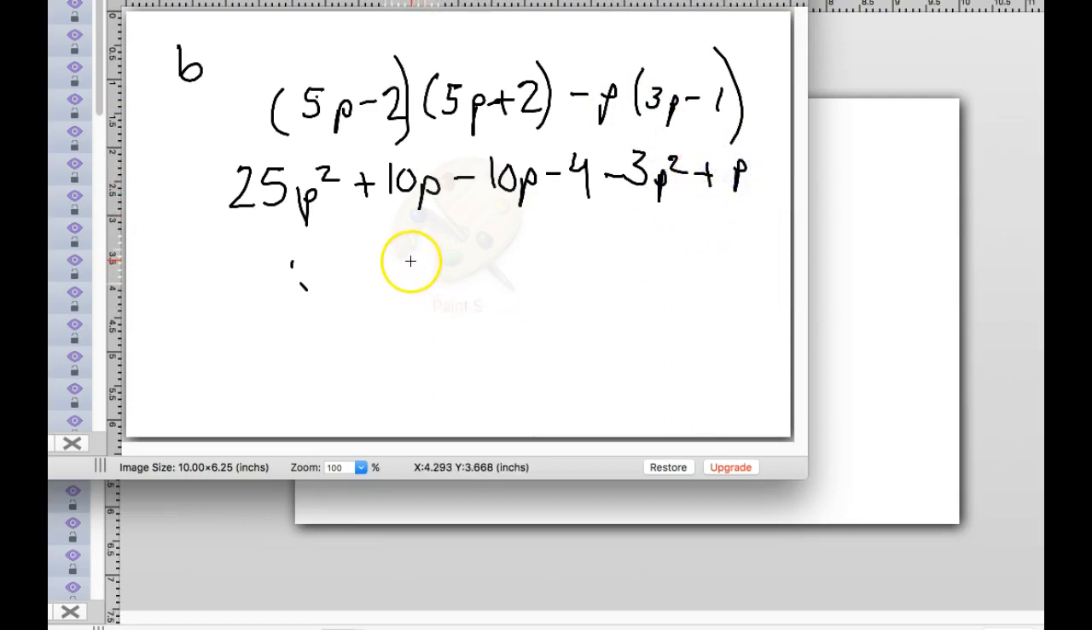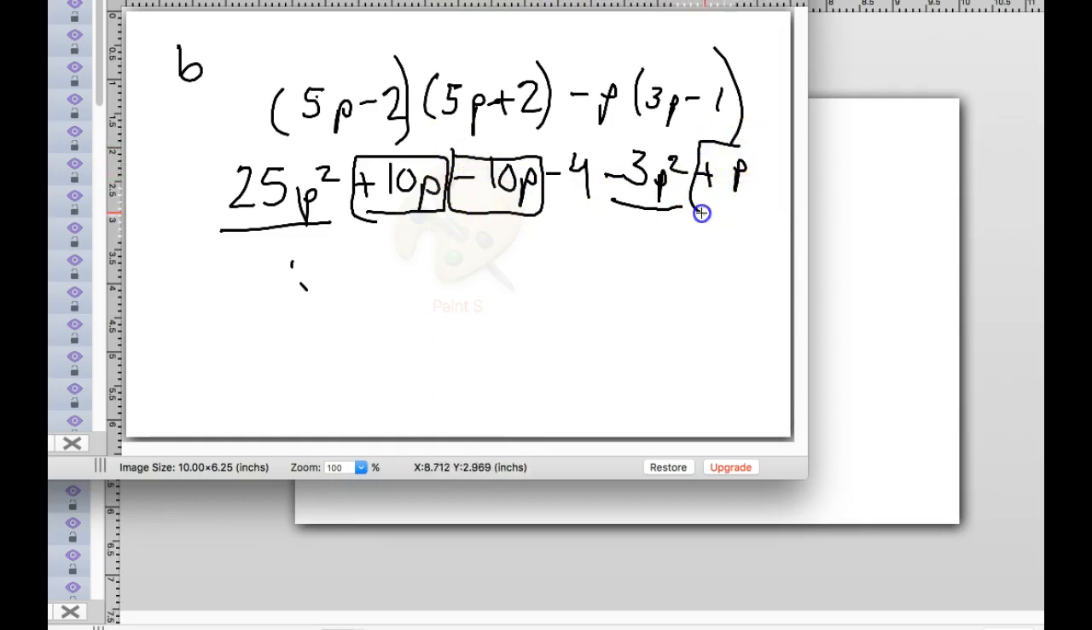Now, notice the parentheses are all gone. So what I can do is combine like terms. This and this are like terms. The P's, 10P, so let's put a square around that one and a square around this one, and here's a P at the end here. Let's put a circle around this. Notice I'm including the sign in front of it. That tells you what you should do.